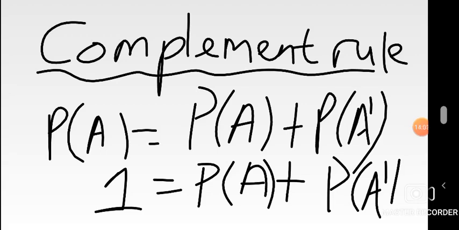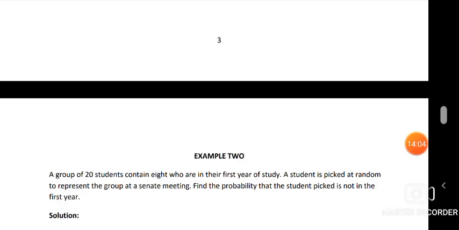Okay, here. Let us revise this one. Example 2. A group of 20 students contain 8 who are in the first year of study. A student is picked at random to represent the group at a Senate meeting. Find the probability that the student picked is not in the first year.